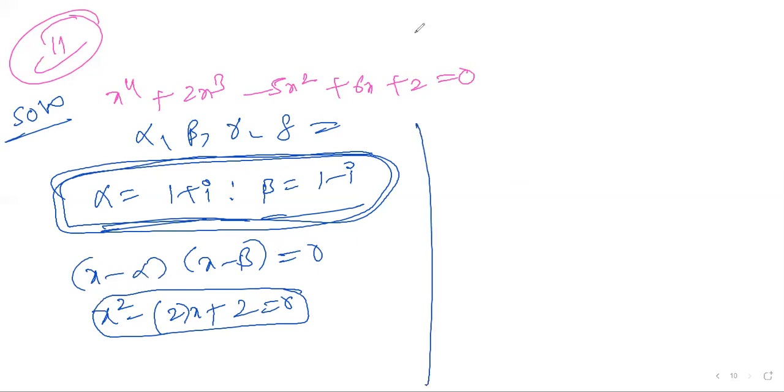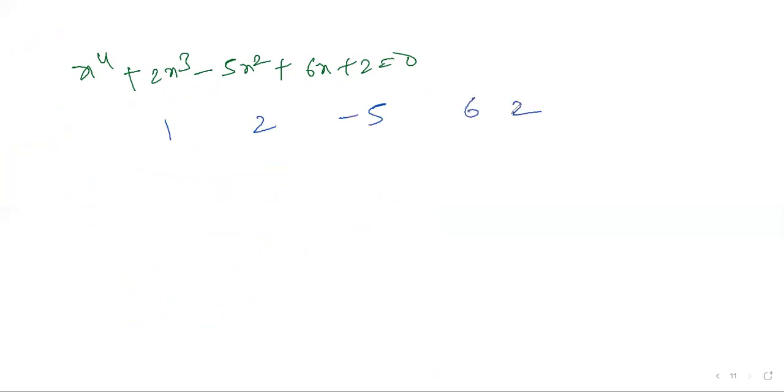Let us start working on the fourth order equation. What is the fourth order equation? x power 4 plus 2x cube minus 5x square plus 6x plus 2 is equal to 0. This is the fourth order equation, and you're trying to solve it. How to solve this? The coefficients are 1, 2, minus 5, 6, 2.